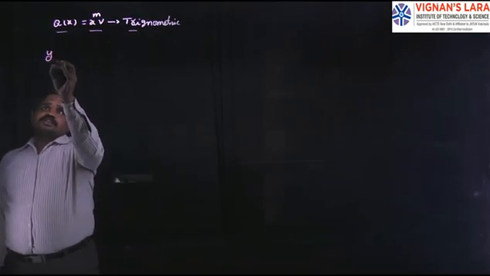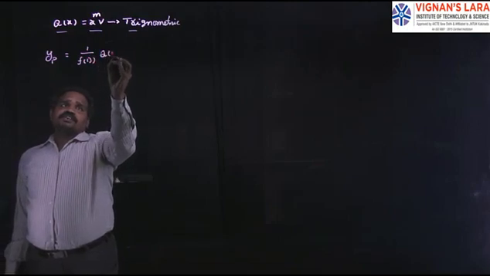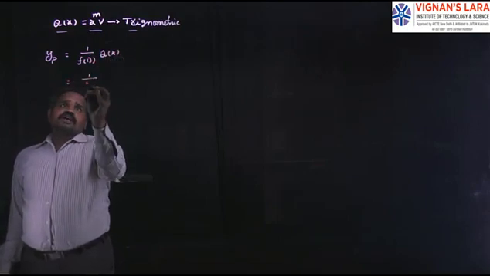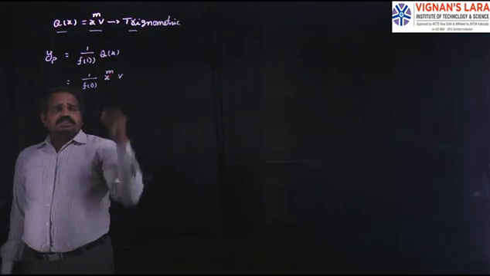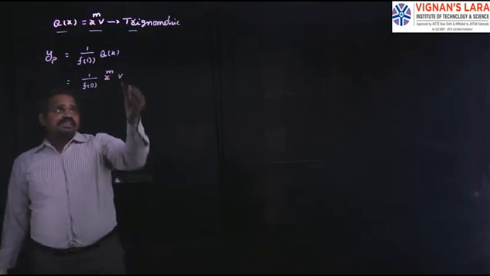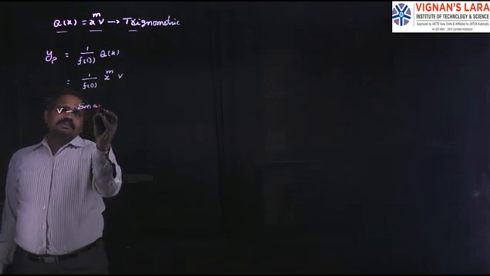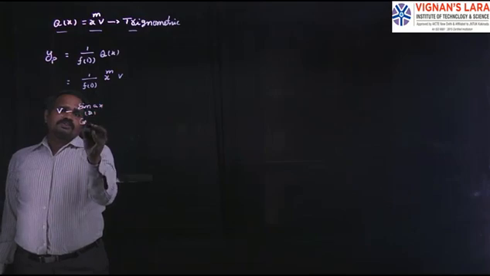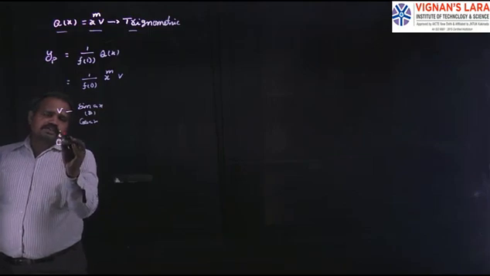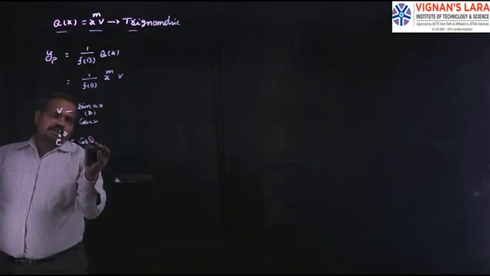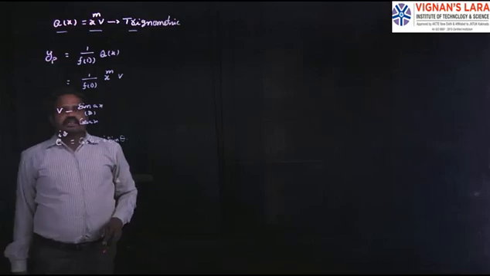So what is the particular solution? Yp is equal to 1 by f of D into Q of x, which is equal to 1 by f of D into x power m into V. This V is only a trigonometric function, either sine or cos. And here we are using the concept of e power i theta. What is the formula of e power i theta? Cos theta plus i sin theta.